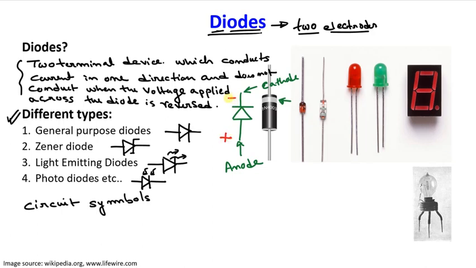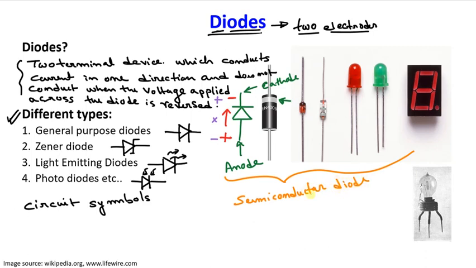So if we apply a positive voltage here and negative voltage here, then the diode is forward biased and current will flow through it. That means the diode conducts. From the definition also we have seen that. However, if we reverse the polarity, if we apply plus here and negative voltage here, the diode is in reverse bias and it does not conduct, means it blocks the current, right? And all these diodes shown here are made up of semiconductors, so they are semiconductor diodes, isn't it?